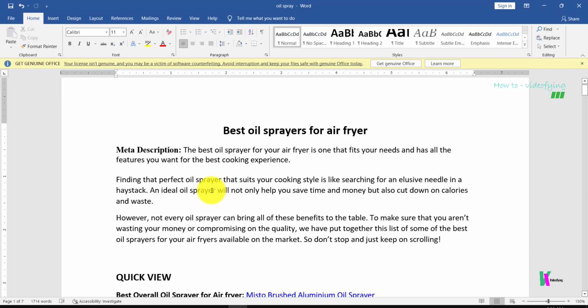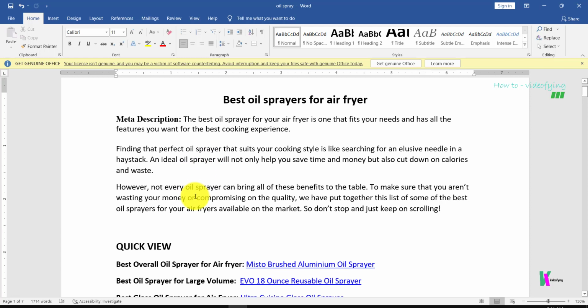The introduction of a product review article should directly start about the topic. Like this topic is about best oil sprayers for air fryer. So in this intro we will explain the oil sprayers and how to choose them and what factors we need to consider to buy an oil sprayer for air fryer.